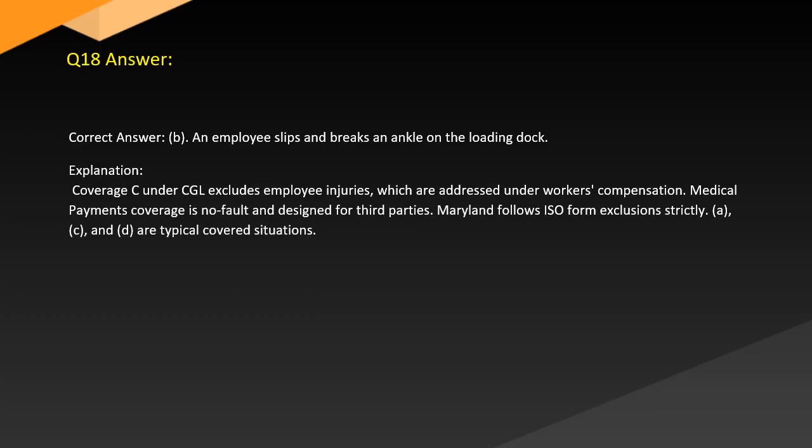Answer. Correct answer B. An employee slips and breaks an ankle on the loading dock. Explanation. Coverage C under CGL excludes employee injuries, which are addressed under workers' compensation. Medical payments coverage is no fault and designed for third parties. Maryland follows ISO form exclusions strictly. A, C, and D are typical covered situations.